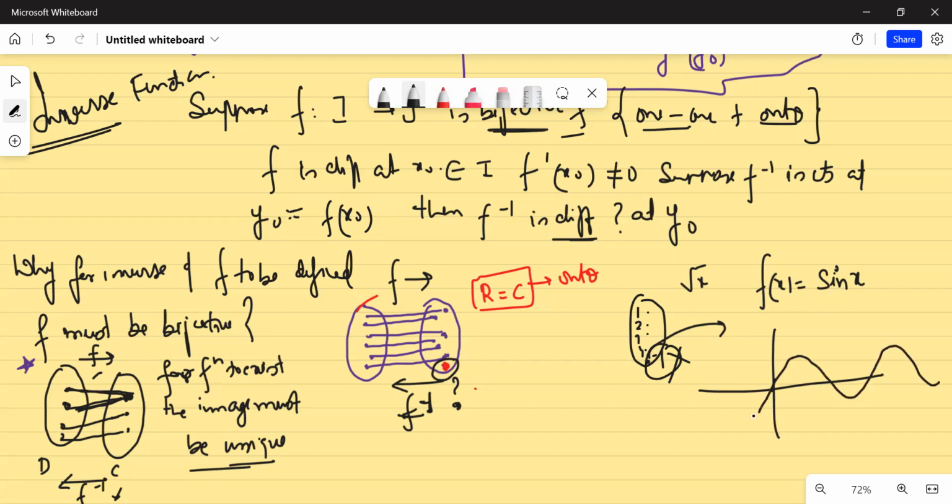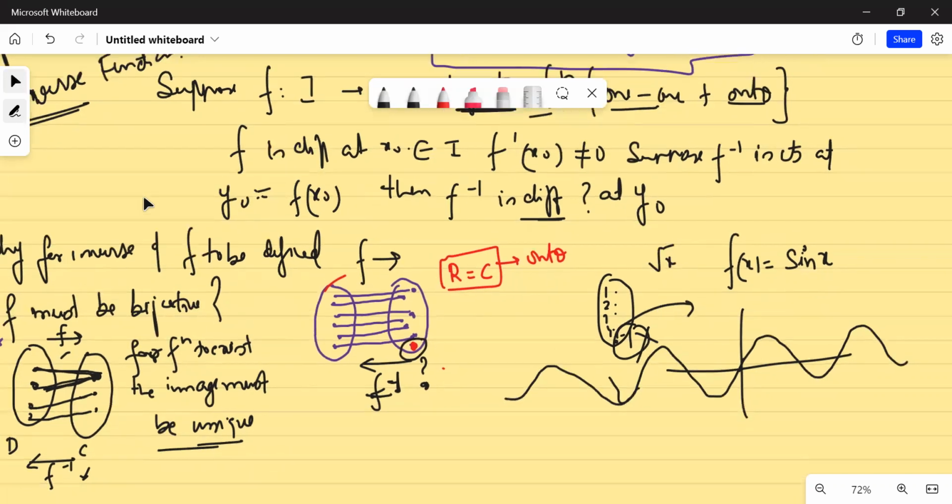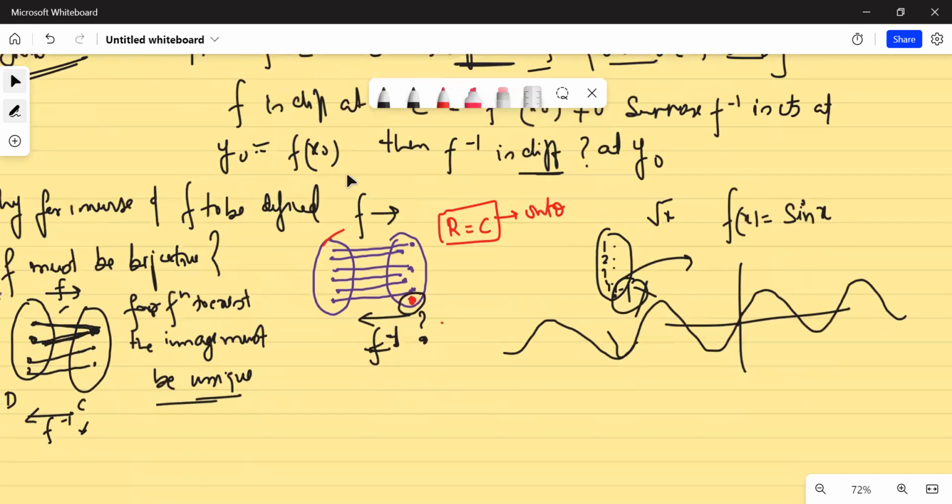It is a many-to-one function. You see, it is a many-to-one function, isn't it? So how can you say that it is a 1-1 function, or how come it is a bijective function? It is not a bijective function because it is not 1-1 on R.